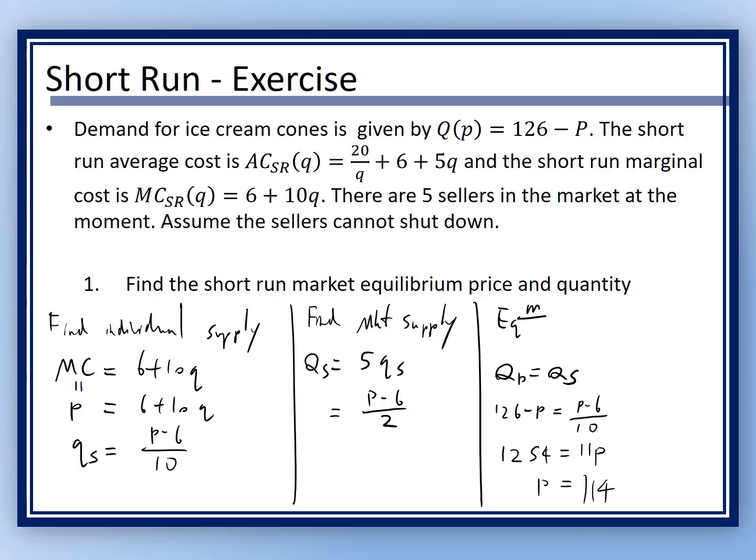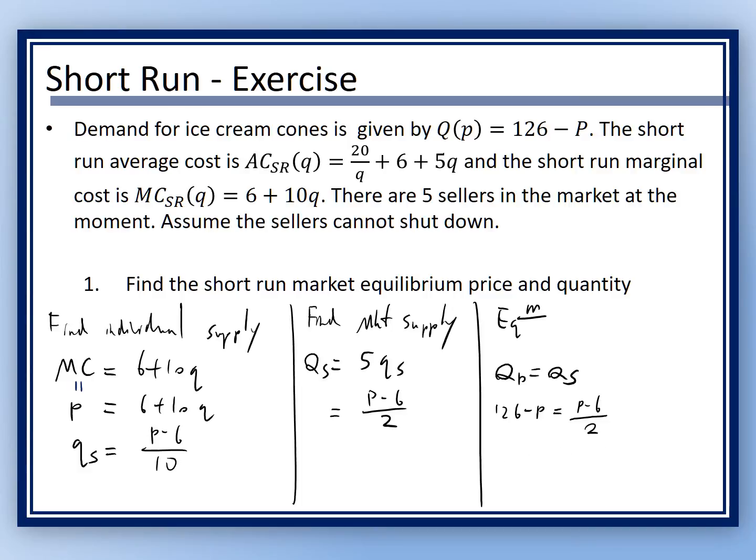And then you solve for the quantity too. So the market price is going to be $114 if I calculate correctly, right? So P minus 6 over 10 is the individual supply. Then P minus 6 over 2. Oh, it's wrong. Sorry. This is 2. This is market supply. Okay, so wrong number.